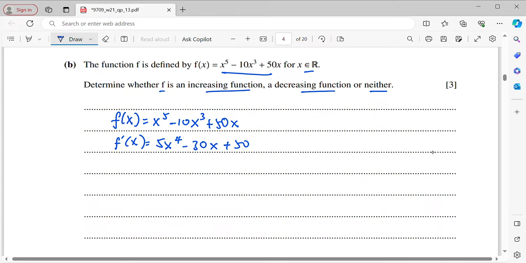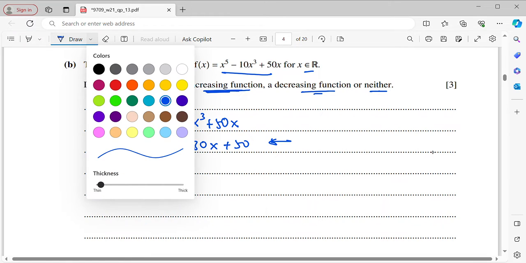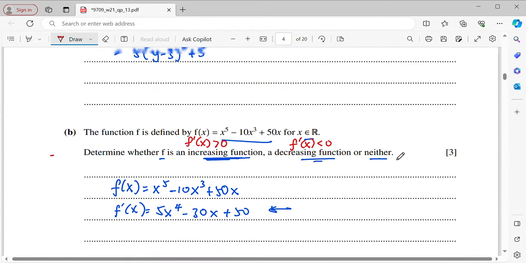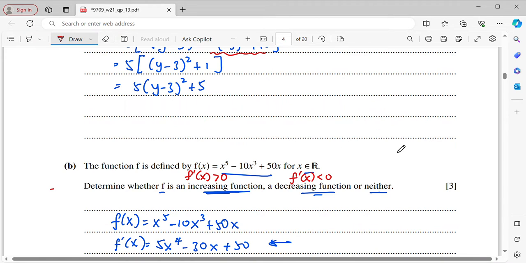So to decide whether it's increasing, decreasing, or neither, that means we have to find f prime x. Okay, so we have found f prime x, then now we have to decide whether it is greater than 0 to get an increasing function, or less than 0 for the first derivative to get the decreasing function. Okay, so from here, you can just compare.